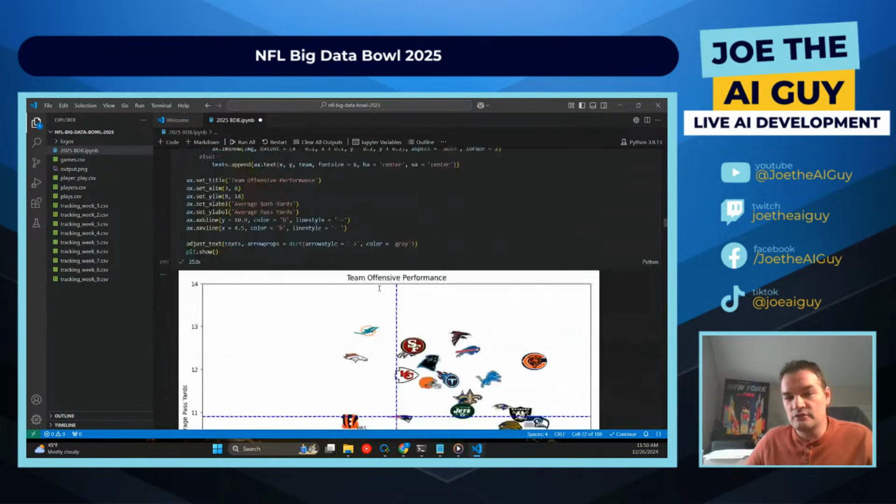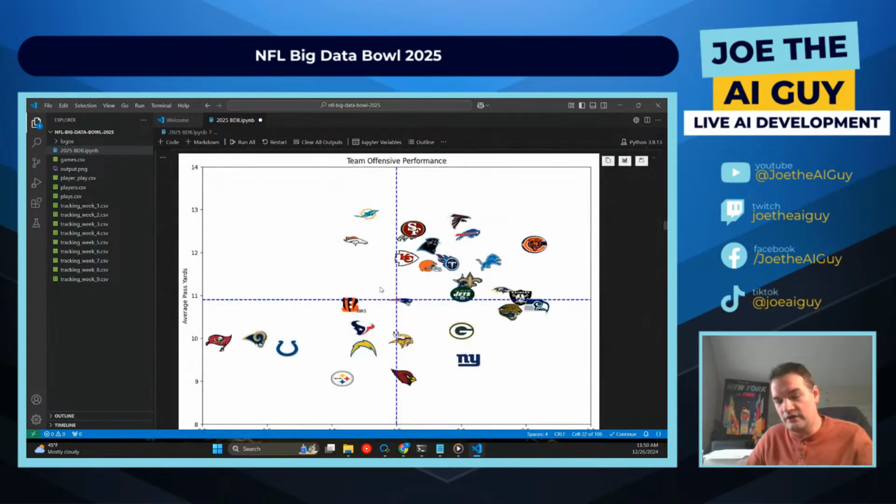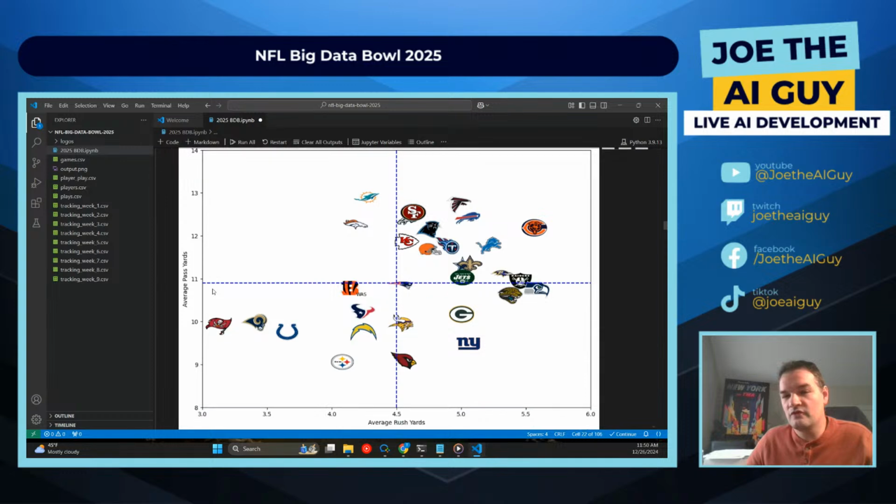Then I tried to lay out how each team performed on the offensive side of things. And so this is just a layout of the average pass yards by team versus their average rush yards. The idea here is that you want to be in this upper right quadrant. Everything up and to the right is better. You'll have more average pass and more average rush. Again, this is based on the number of, or sorry, the dropbacks now instead of being on the completion percentage.